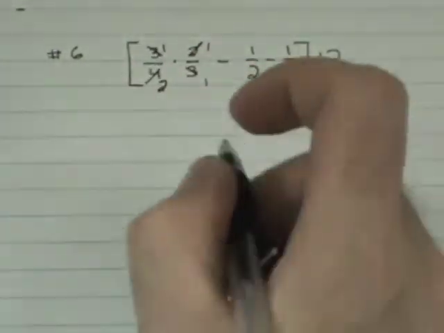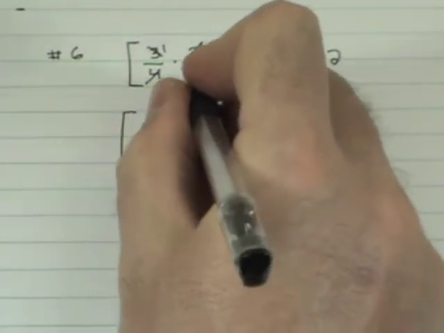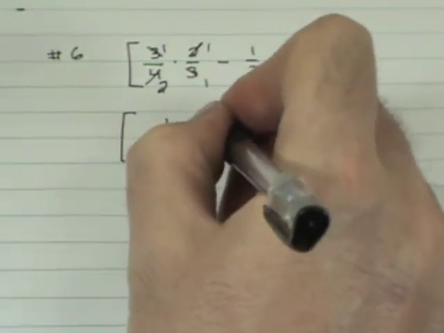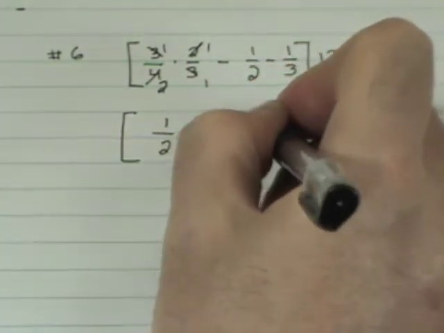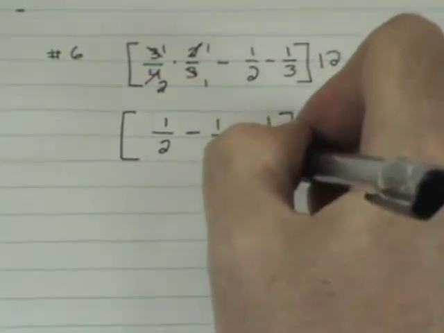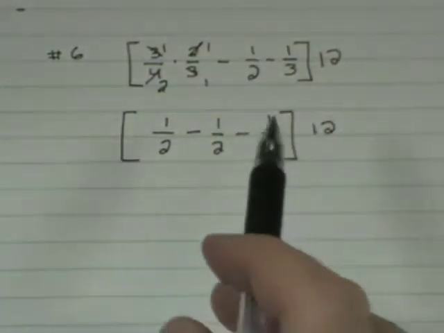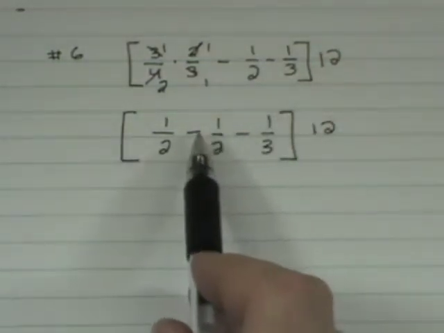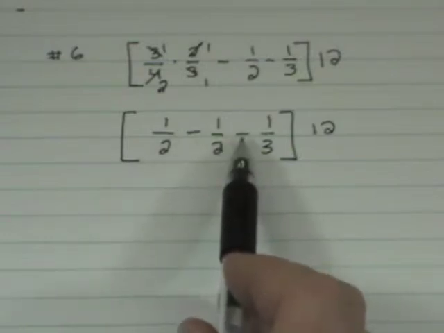We want to rewrite everything that's in the expression. And so what we'll do is we'll say 1 times 1 is 1, 2 times 1 is 2, minus 1/2, minus 1/3. As we look at what's left in the parentheses, we see that our options are subtraction and subtraction.